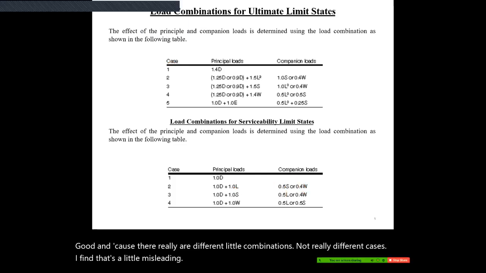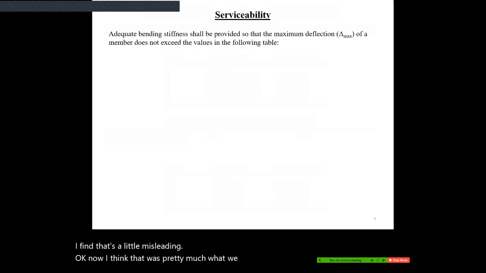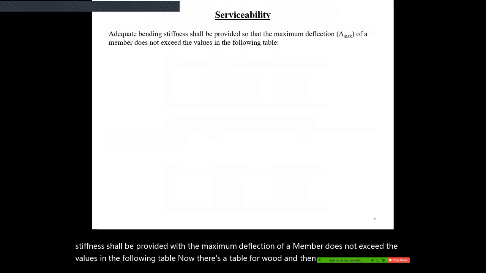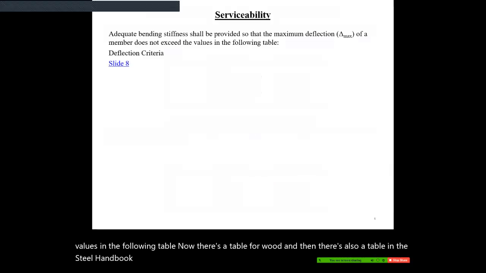So, okay, now I think that was pretty much what we did in wood also. Adequate bending stiffness shall be provided so that the maximum deflection of a member does not exceed the values in the following table. Now, there's a table for wood, and then there's also a table in the steel handbook, okay? Deflection criteria. So this is what you see in a steel handbook.